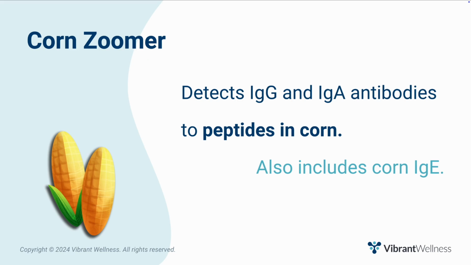The Korn-Zoomer detects IgG and IgA antibodies to peptide-level antigens in corn and also includes the level of corn IgE. In other words, it's a food sensitivity test assessing for reactivity at the peptide level.